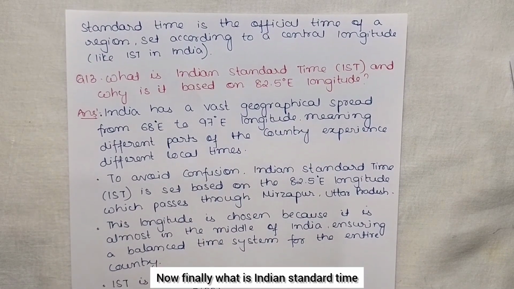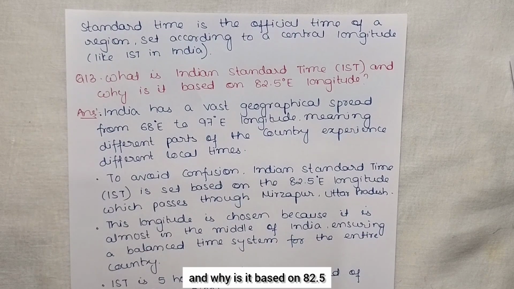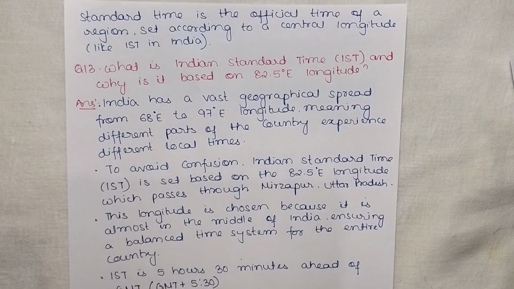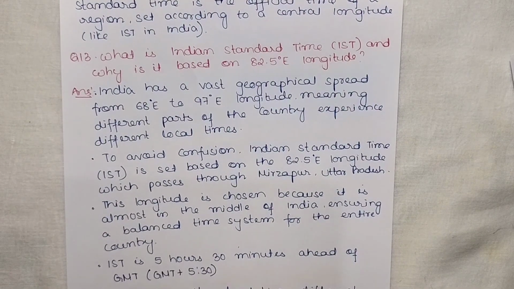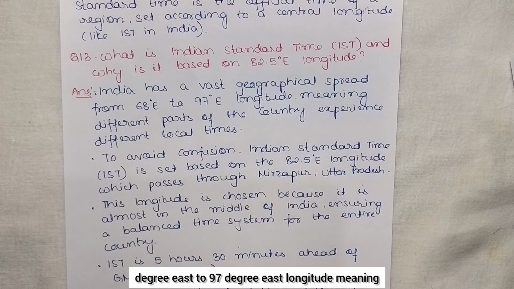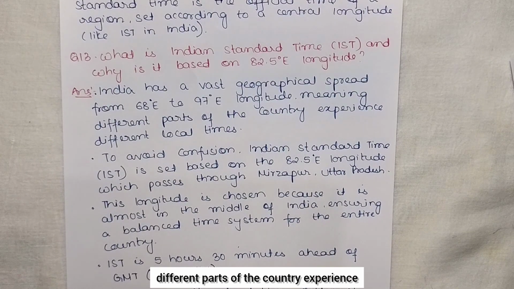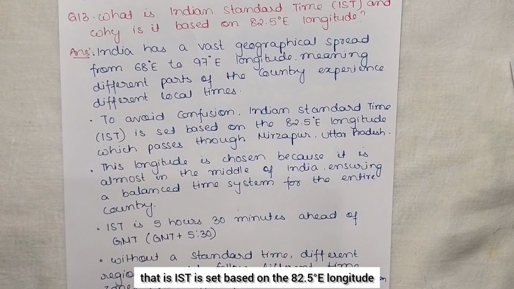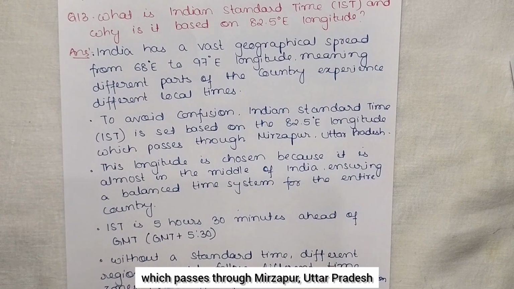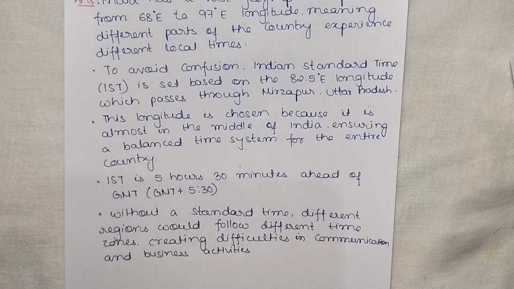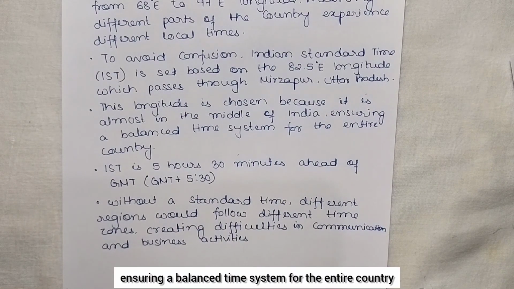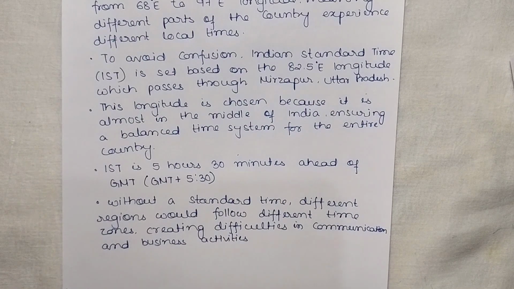Now finally, what is Indian Standard Time and why is it based on 82.5° east longitude? India has a vast geographical spread from 68° east to 97° east longitude, meaning different parts of the country experience different local times. To avoid confusion, Indian Standard Time, that is IST, is set based on the 82.5° east longitude which passes through Mirzapur, Uttar Pradesh. This longitude is chosen because it is almost in the middle of India, ensuring a balanced time system for the entire country.